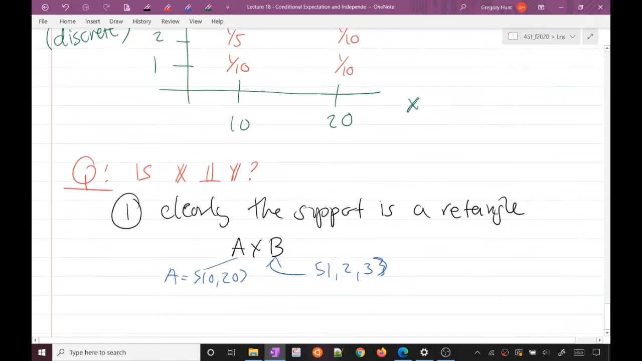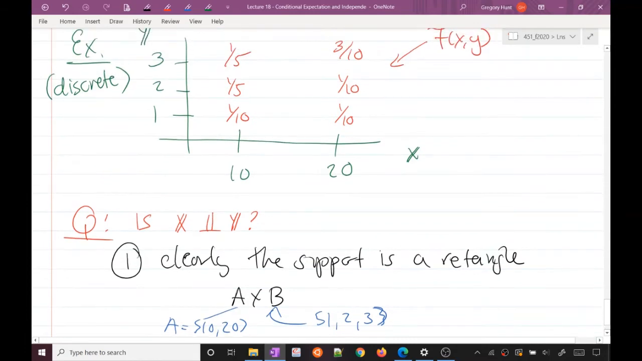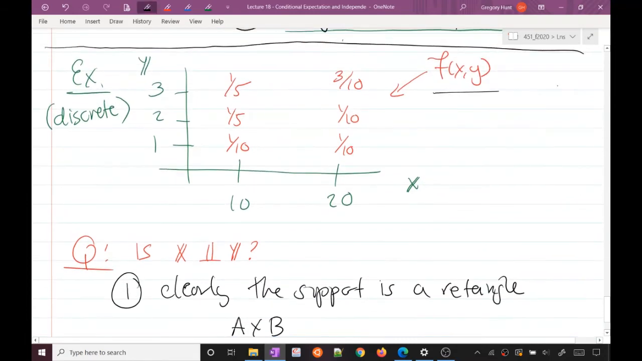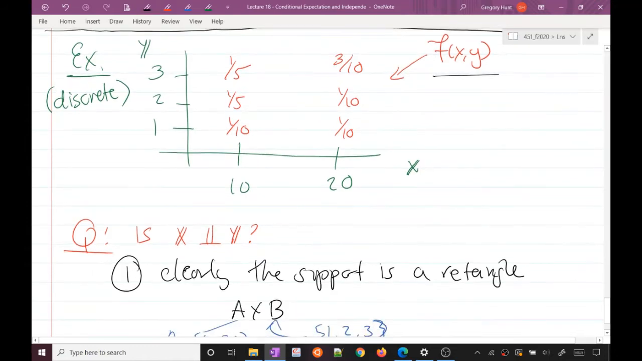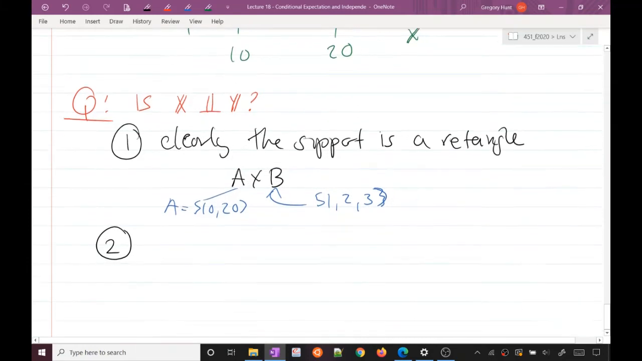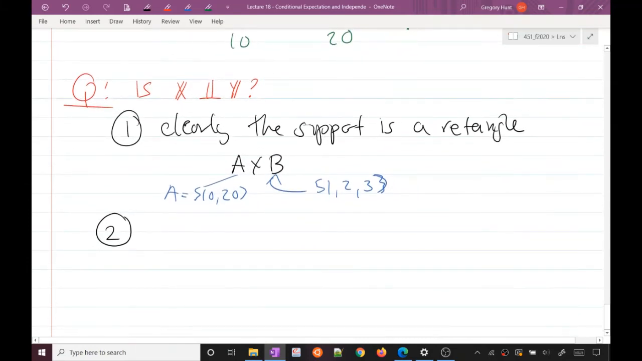And two, we have the joint PMF, so if we can verify that the joint PMF is a product of the marginals, then they'd be independent. Well, let's get the marginals.